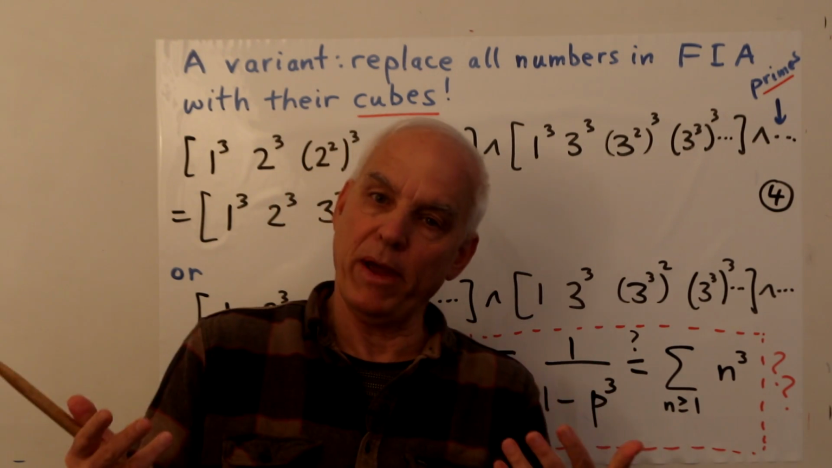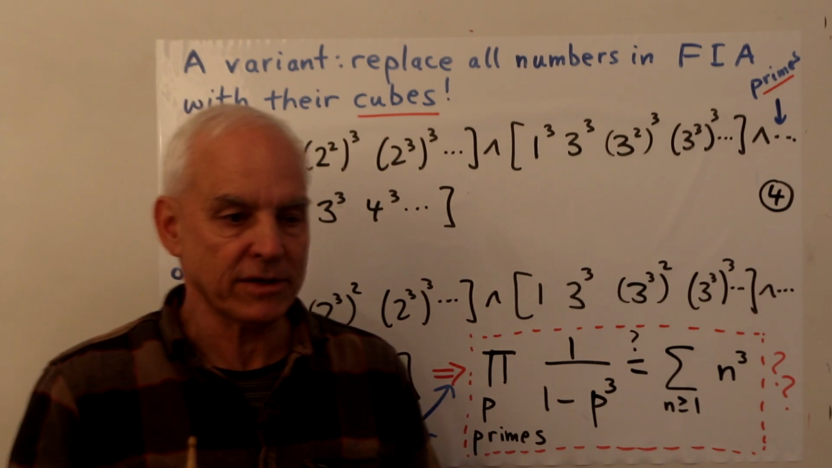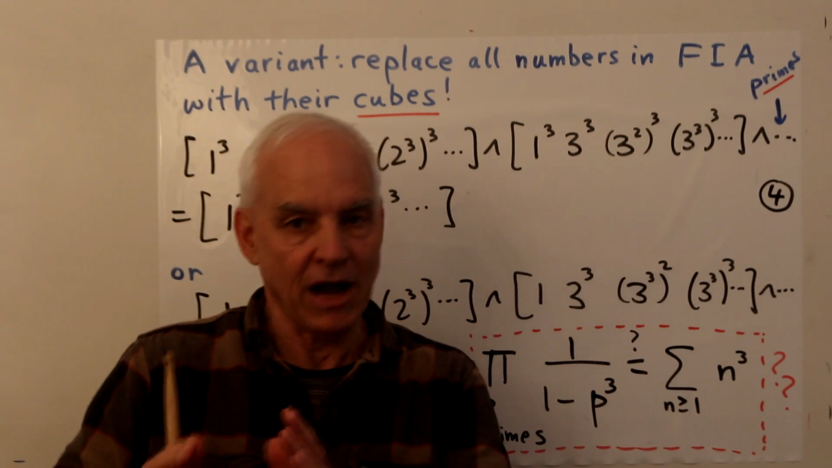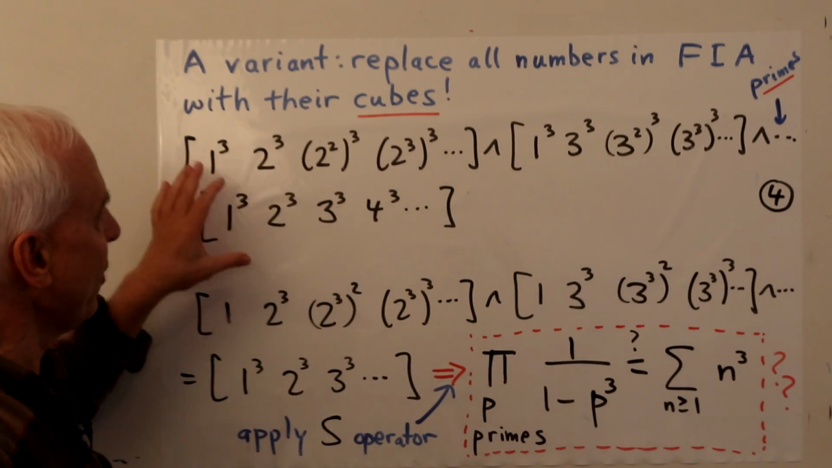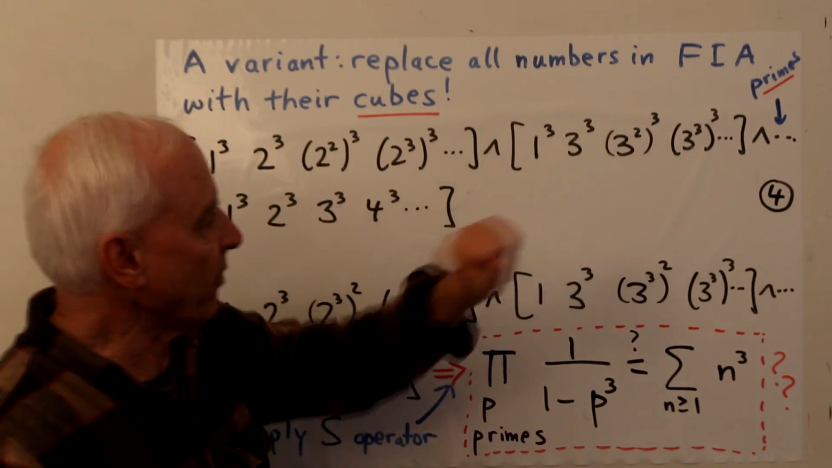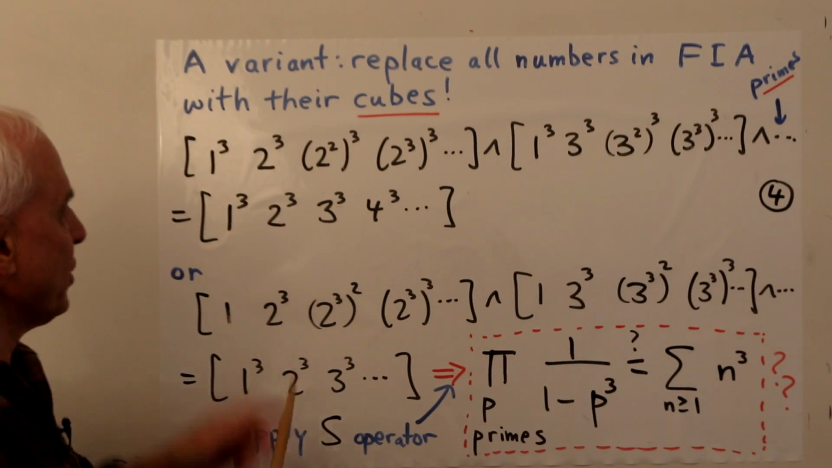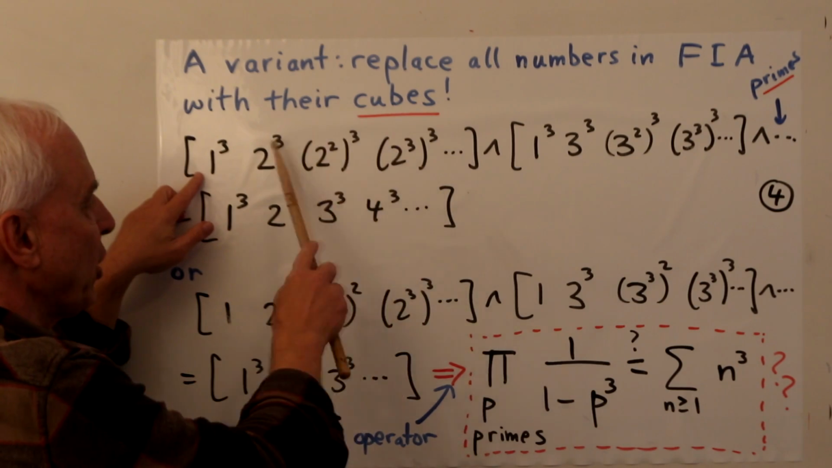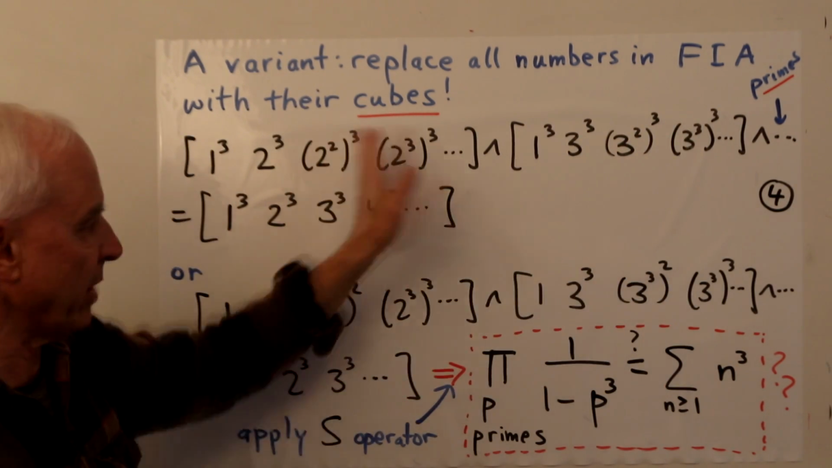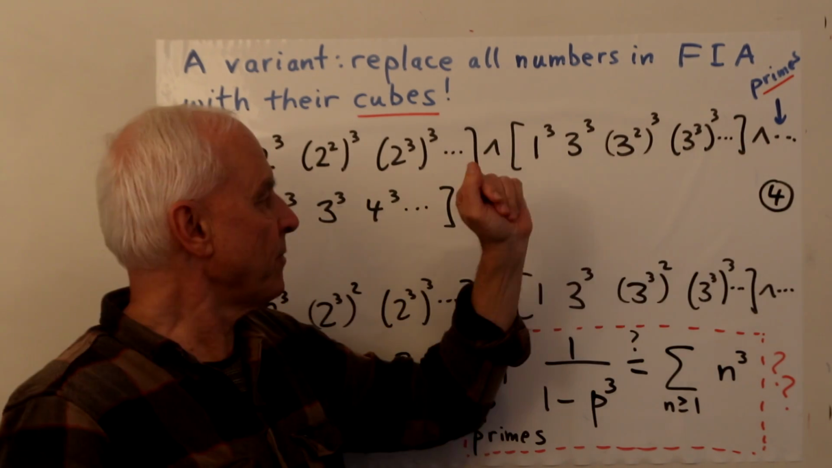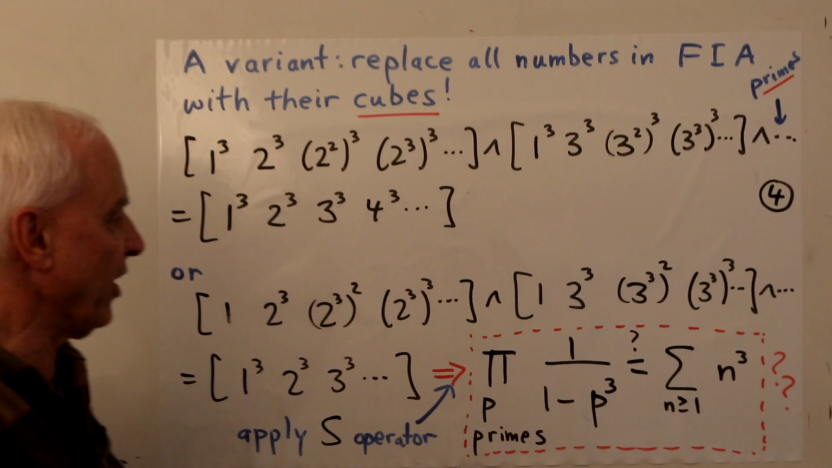For example, cubing. It's also true that if you cube m times n, you get m cubed times n cubed. So in fact, the same reasoning allows us to replace all the numbers in the fundamental identity with their cubes. So here are the powers of 2, and we're cubing all of them. Here are powers of 3, we're cubing all of them, etc. And we're always going over all primes. So the first one is 2s, then 3s, then 5s, then 7s, then 11s, etc.